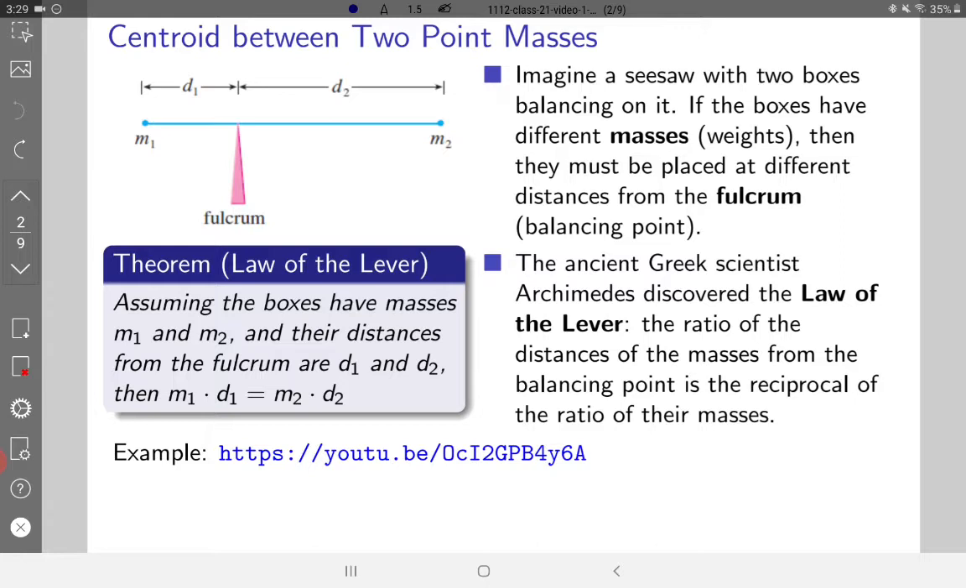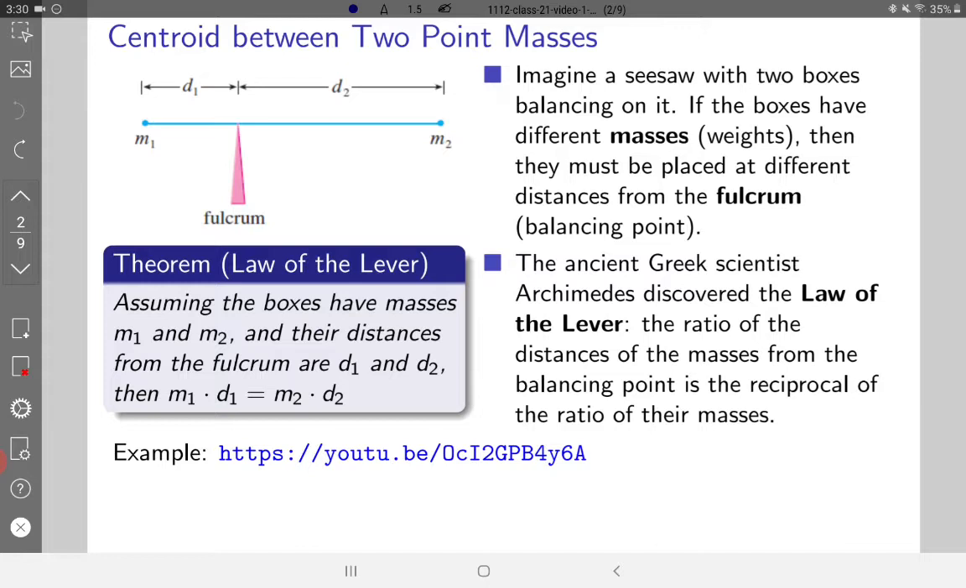Now, if the boxes have the same weight, the same mass, then from our schoolyard intuition, I think you'll agree that it makes sense that if they're the same weight, I need to place them equally far away from the fulcrum, from the center of the seesaw, from the balancing point, to make them perfectly balanced and not tip one way or the other. But what if they have different masses? What if they weigh different amounts? I obviously have to place them at different distances from the fulcrum. And if you think about it, the lighter one has to be further away from the balancing point to balance out the heavy weight of the other one that is placed much closer.